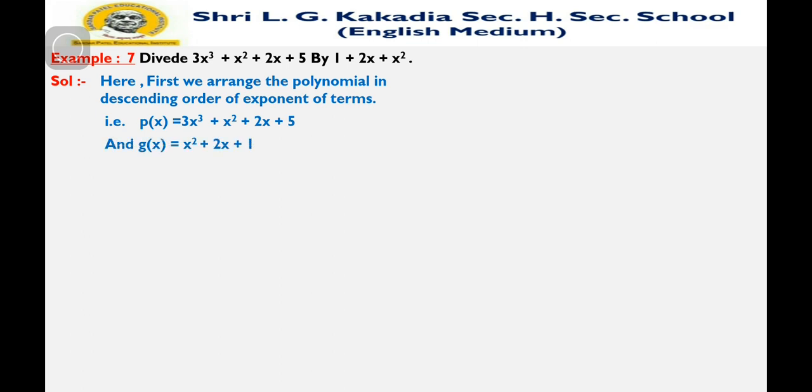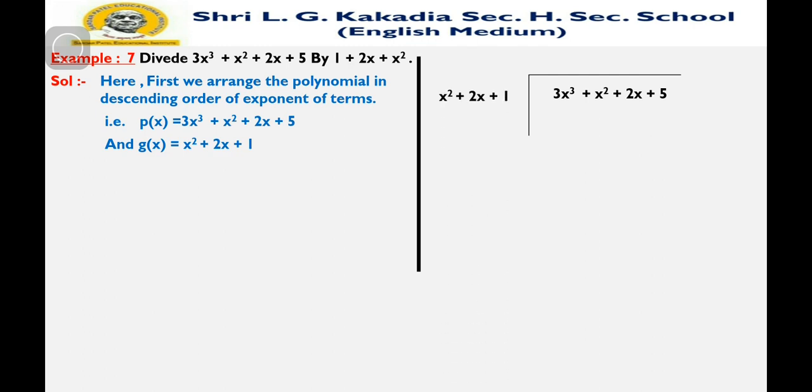So g of x is equal to x square plus 2x plus 1. The first term has the highest power, and after that in the second term the power of the variable is less than the power of the first term. So this is descending order of exponent of terms. So g of x is equal to x square plus 2x plus 1. Now let's go for division of polynomial. So we first put 3x cube plus x square plus 2x plus 5, and we divide it by x square plus 2x plus 1.